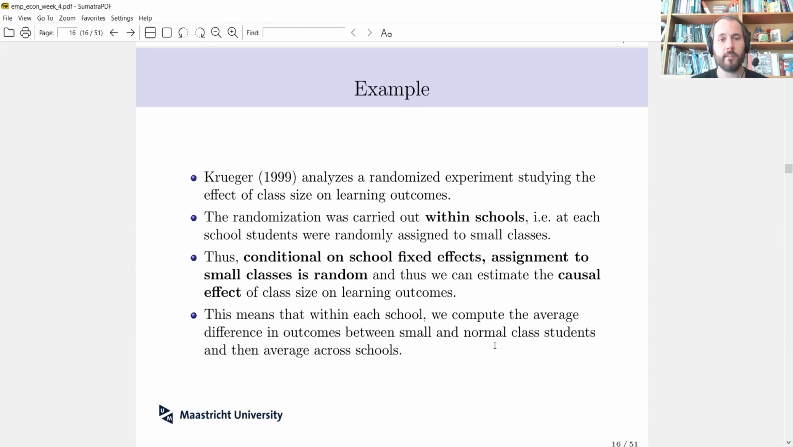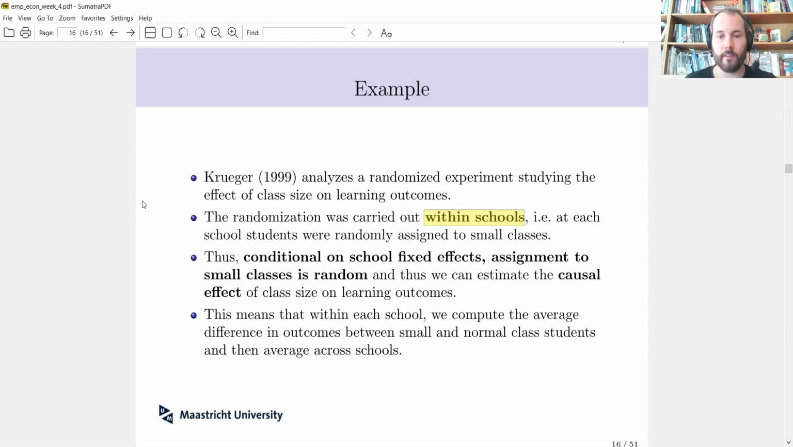Okay, now here's an example. There is a famous paper by Krueger, and he studies a randomized experiment which looks at the effect of class size on learning outcomes of the students. The experiment was not carried out in a way that you look at the country and just randomize a couple of classes, randomly choosing some and making them smaller. Rather, you first went to a particular school, and then within that school, you randomized. So this school has, for instance, 20 classes, and you say, okay, I randomly choose 5, and those classes will have a reduced number of students.